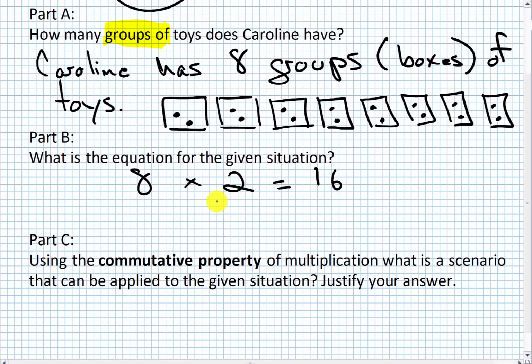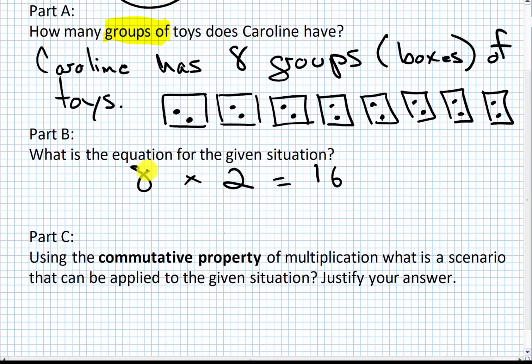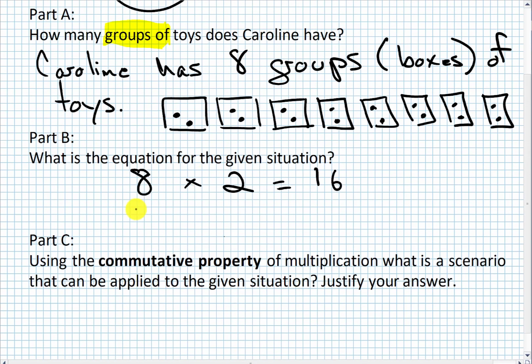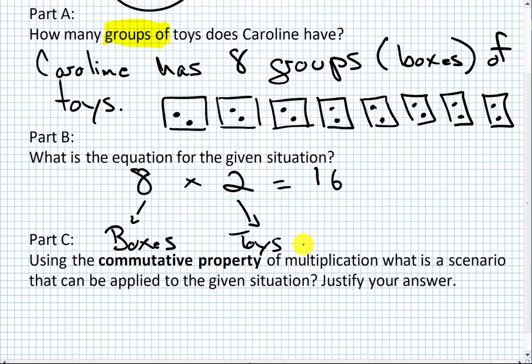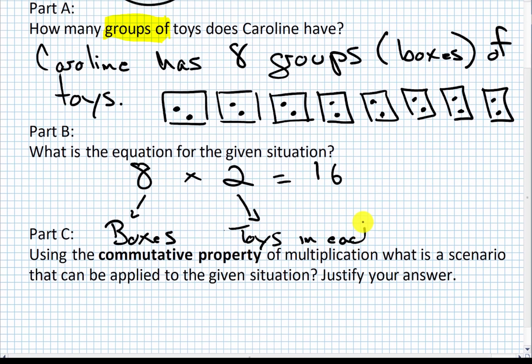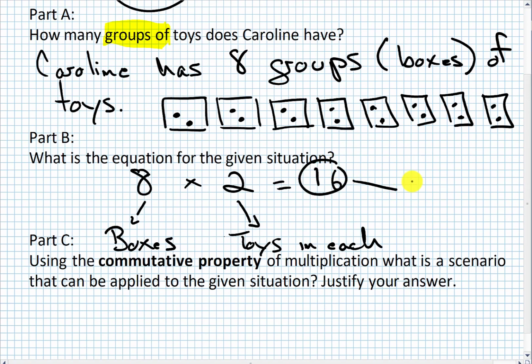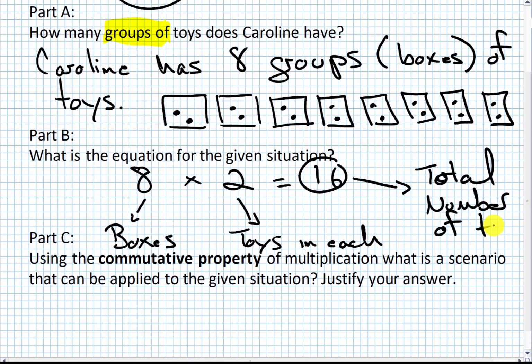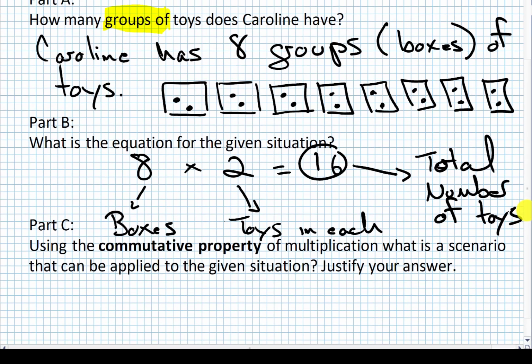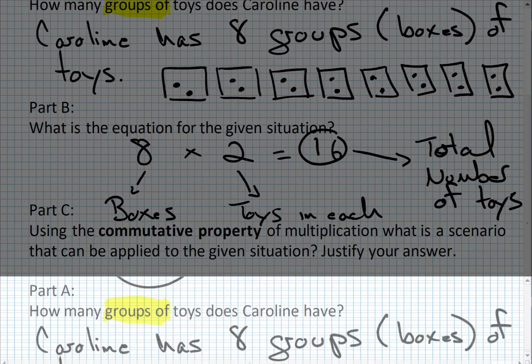So let's go ahead and label that and make sure that we are super clear about what every number represents. So the 8 is the boxes or the groups. The 2 represents the toys in each box. And the 16 represents the total number of toys. So I think that is super clear.